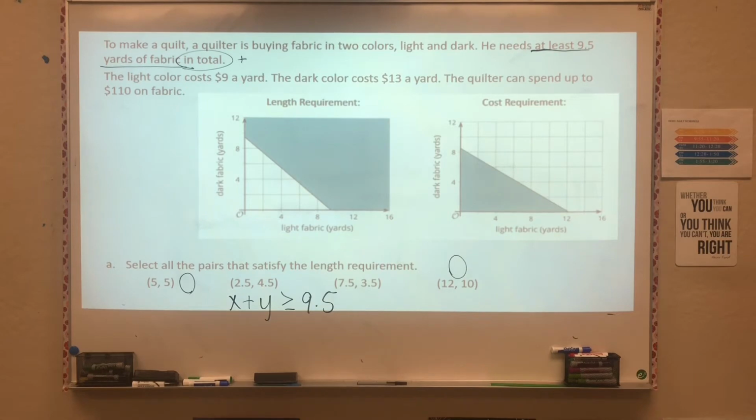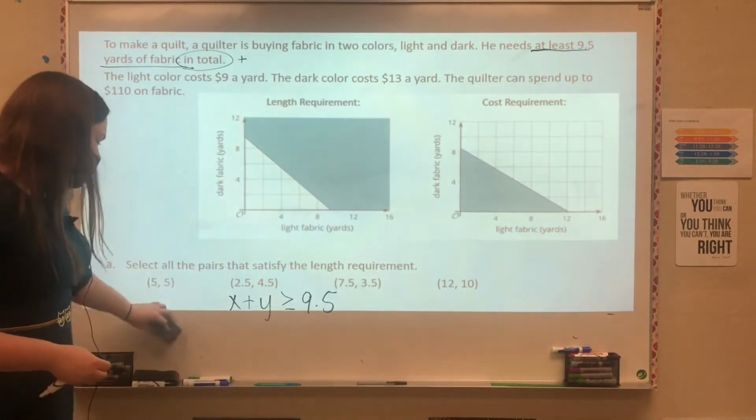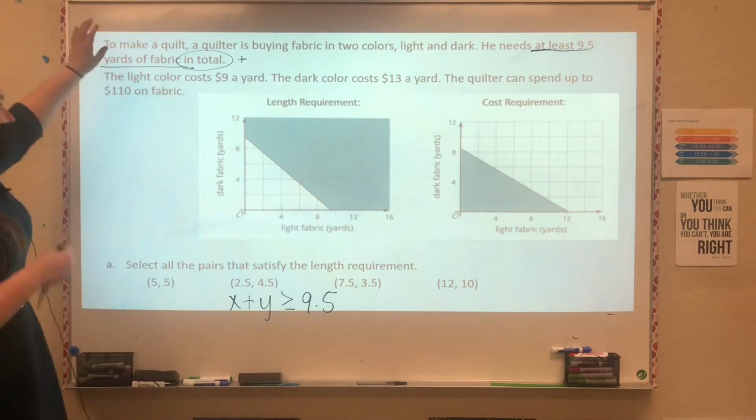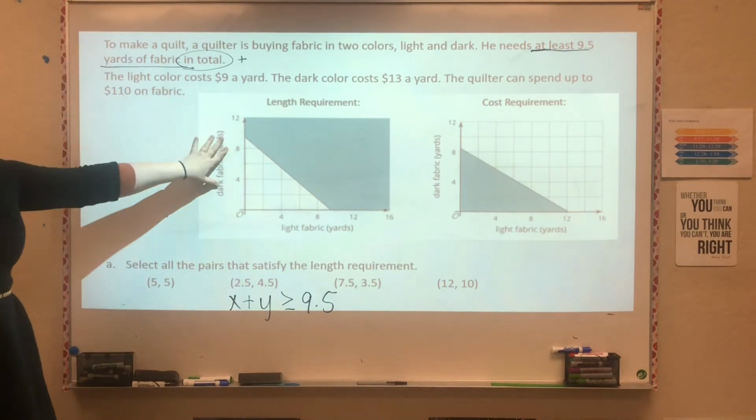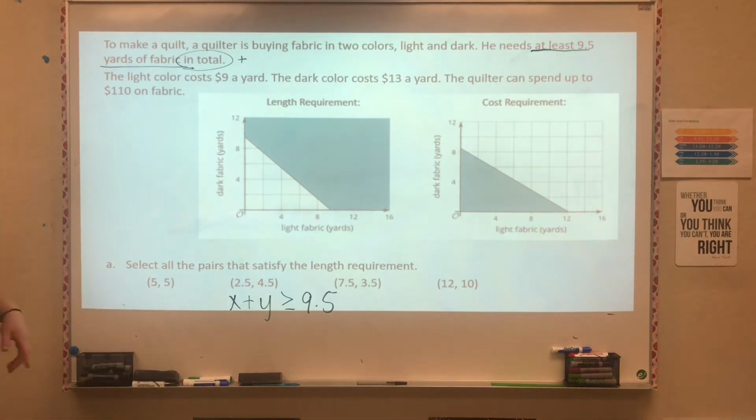select all the pairs that satisfy the length requirement. So I've got 4 pairs of points here. Again, we've got the information up here. We've got the graphs. We now have the inequality you wrote. Let's start with this first one. Does 5, 5 satisfy the length requirement? Yes. How do you know? Because you need 9.5, and 5 and 5 would be 10.